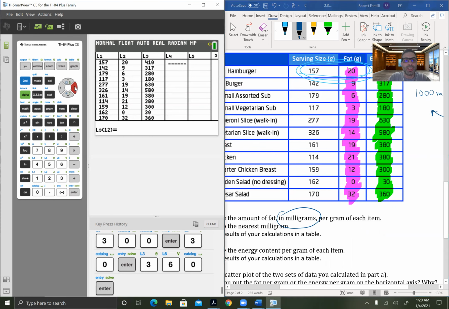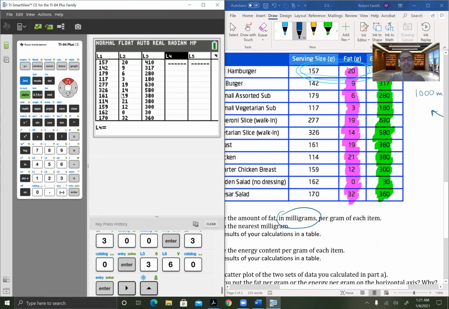Go to your GDC and tab over to the right so that you're at list 4. Go up with your up arrow so that you're on the title, list 4. So you're highlighted on L4. You'll notice at the bottom of your GDC screen, it says L4 equals. That means you're going to tell the calculator what you want it to do for that column. We're going to tell it to perform a calculation so that it fills in that column for us and performs all the calculations in one shot.